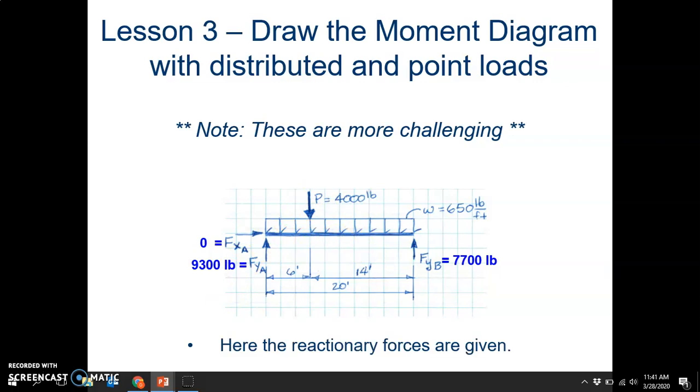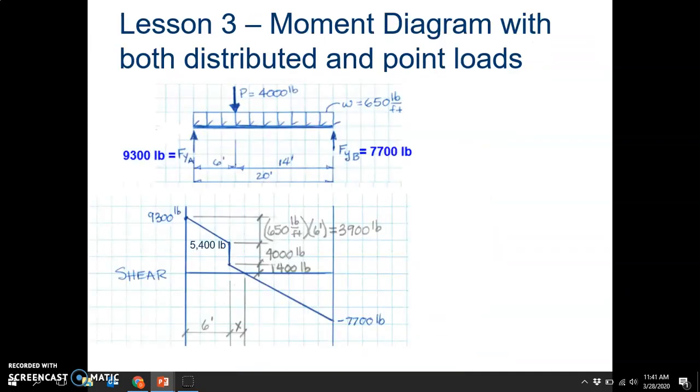So in here, notice that the reactionary forces are given. F of A is 9,300. F of B is 7,700. Again, I won't always be giving you that. So your first step would be to draw the shear diagram. You should always draw the shear diagram first. You should never go straight to moment diagrams. So what would that look like?